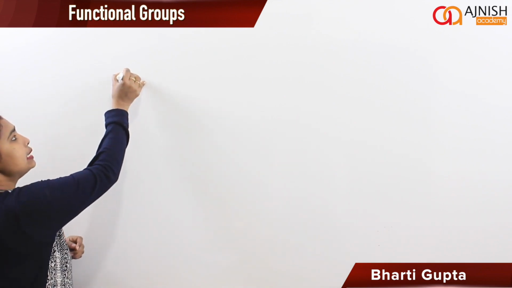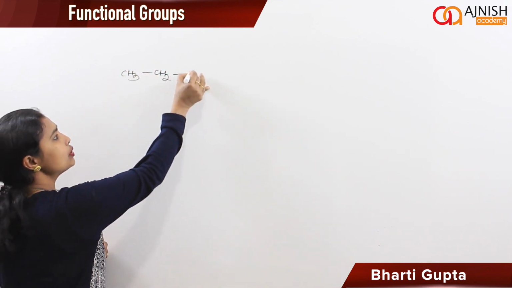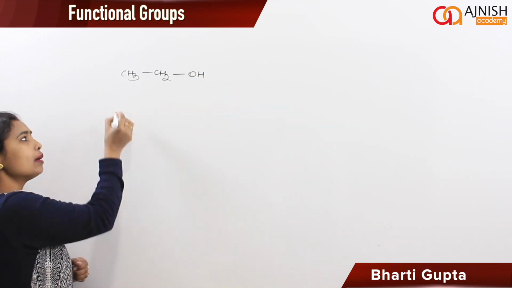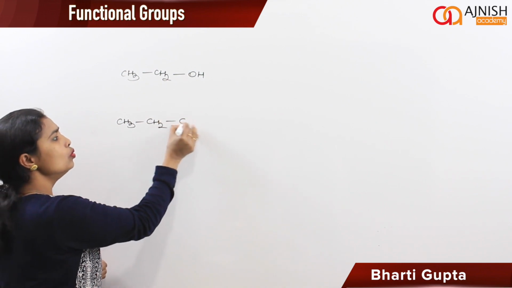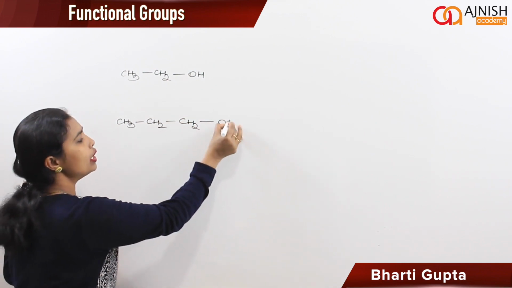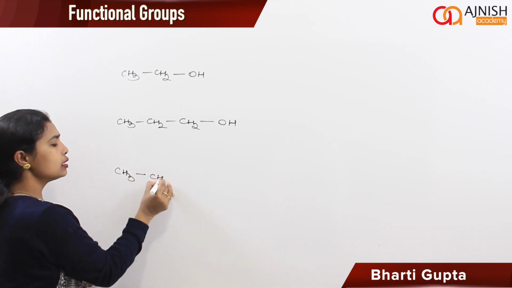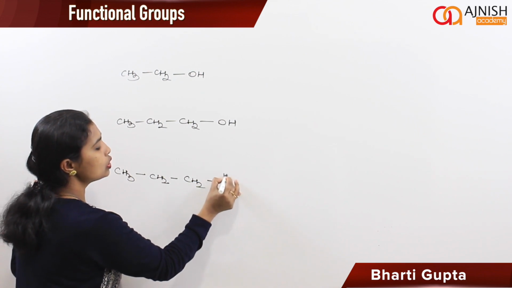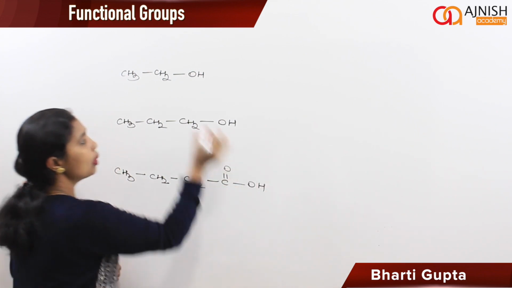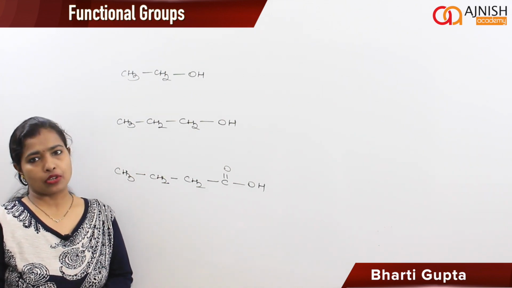Suppose we have an organic compound CH3CH2OH. We have another compound CH3CH2CH2OH, and now if we take any other compound CH3CH2CH2COOH. By taking these three examples, we'll try to understand what is a functional group.